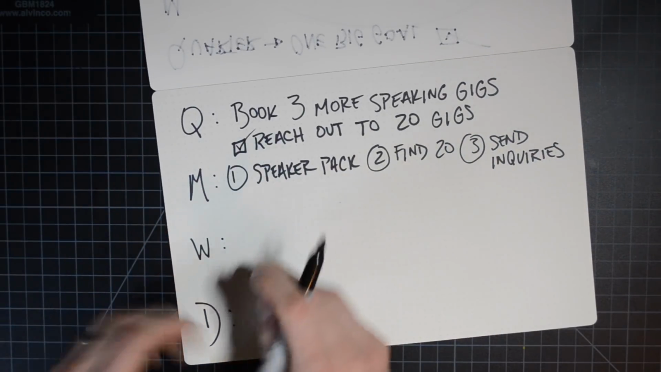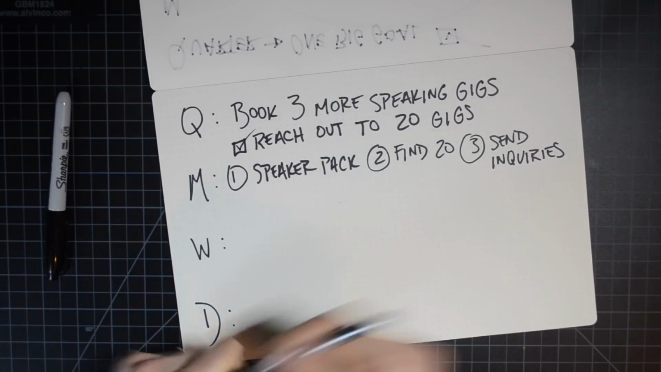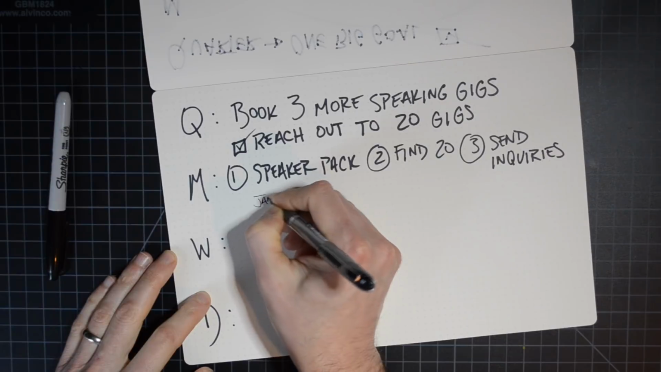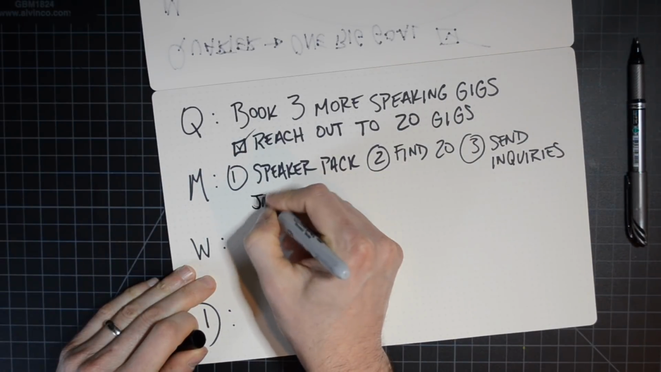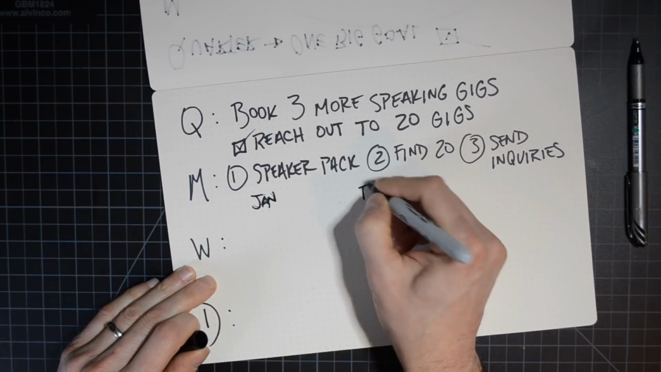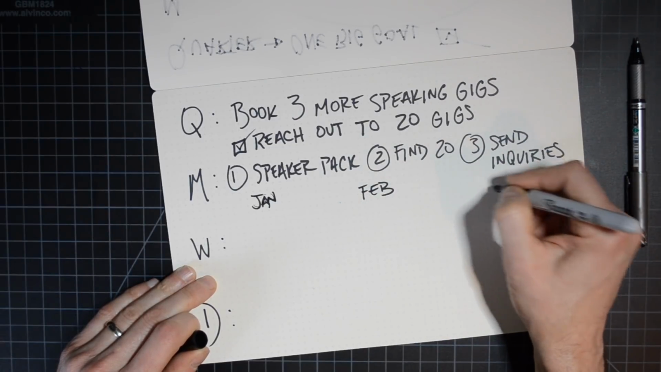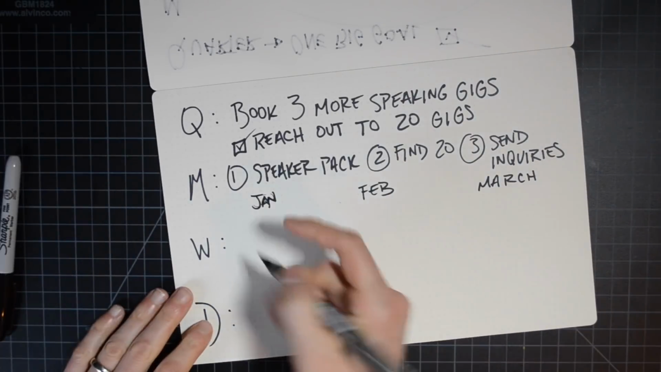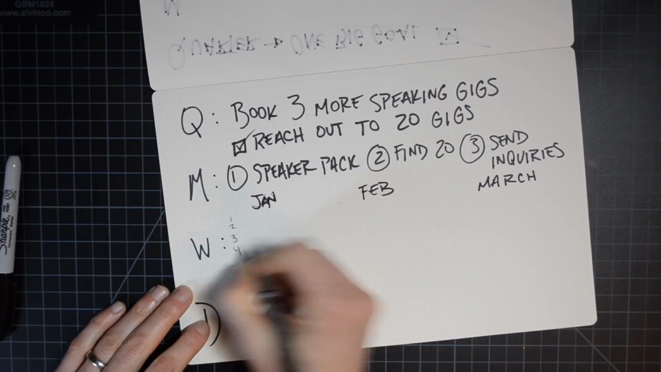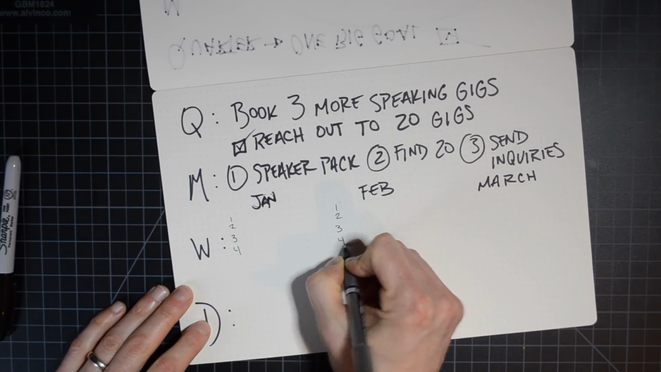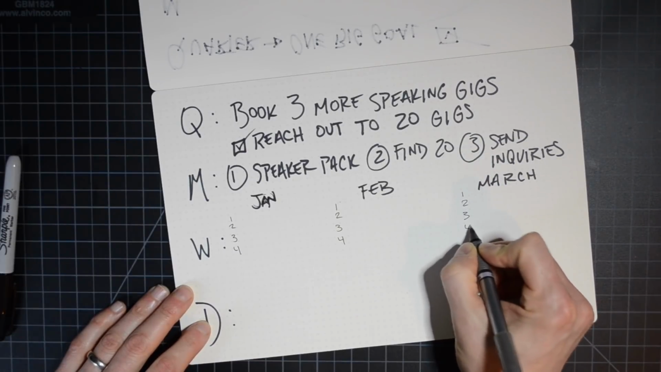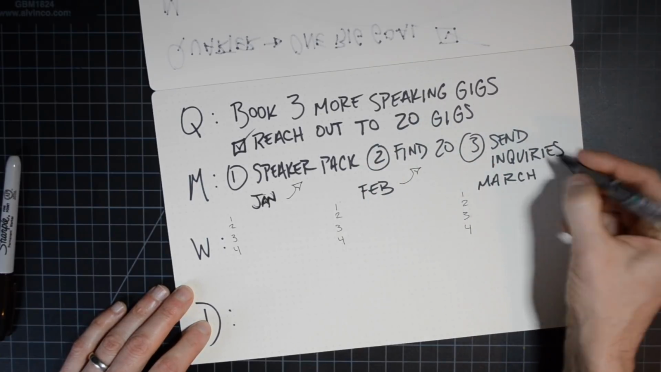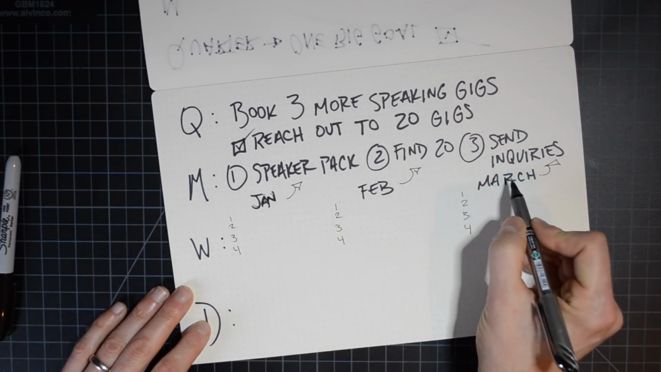So now I have to think about, and then let me take the Sharpie away for this. I won't write all of these out, but now I'm thinking about, okay, let's say for January, that first month, February, the second month, and then March, the third month. So now I can break this down into each week and think about 1, 2, 3, 4. What are the things that I need to do in each of these weeks that can help me put my speaker pack together, can help me find the 20, and then can help me write and send the inquiries.